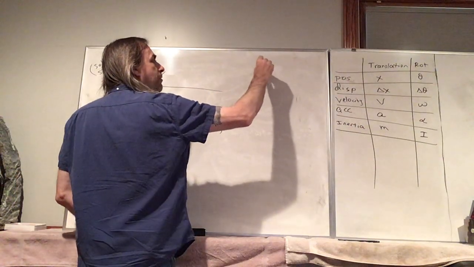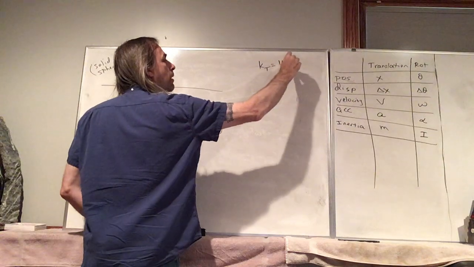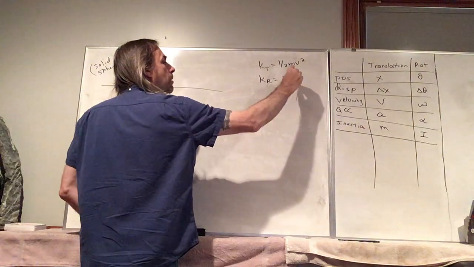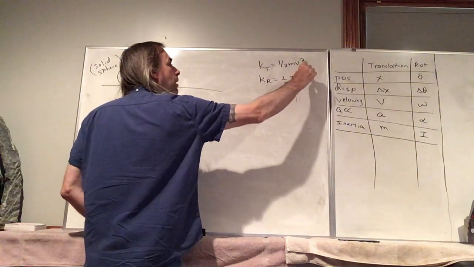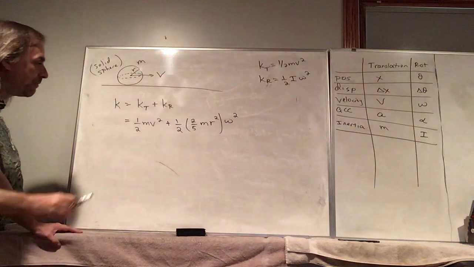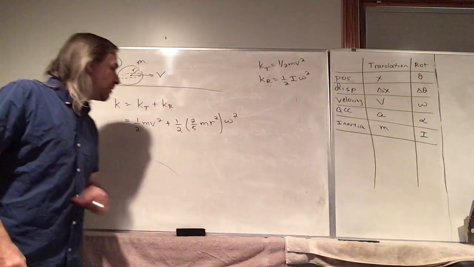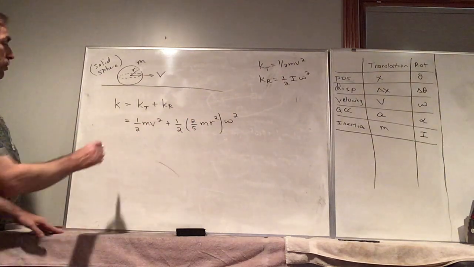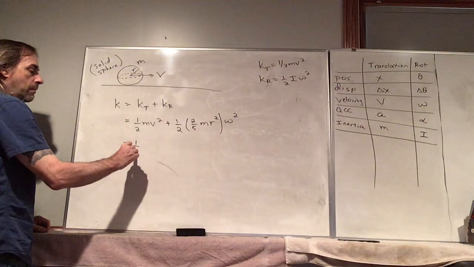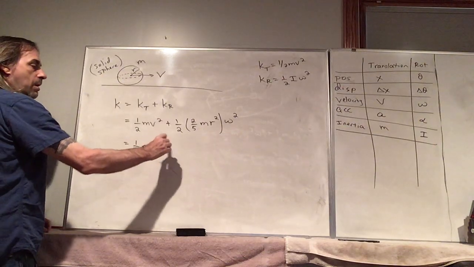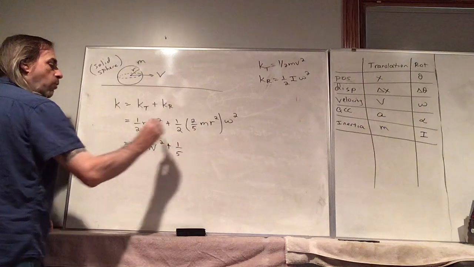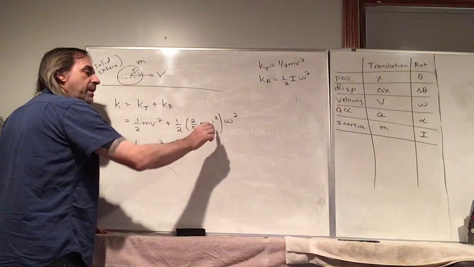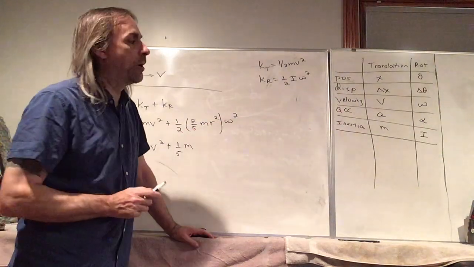So remember, translational kinetic energy is 1/2 mv squared. For rotational kinetic energy, replace mass with moment of inertia, velocity with angular velocity, and we just had to look up what I is for a solid sphere. And we can simplify this in two ways. So 1/2 times 2/5, that is 1/5. And then we've got mass here, and then we have r squared omega squared.